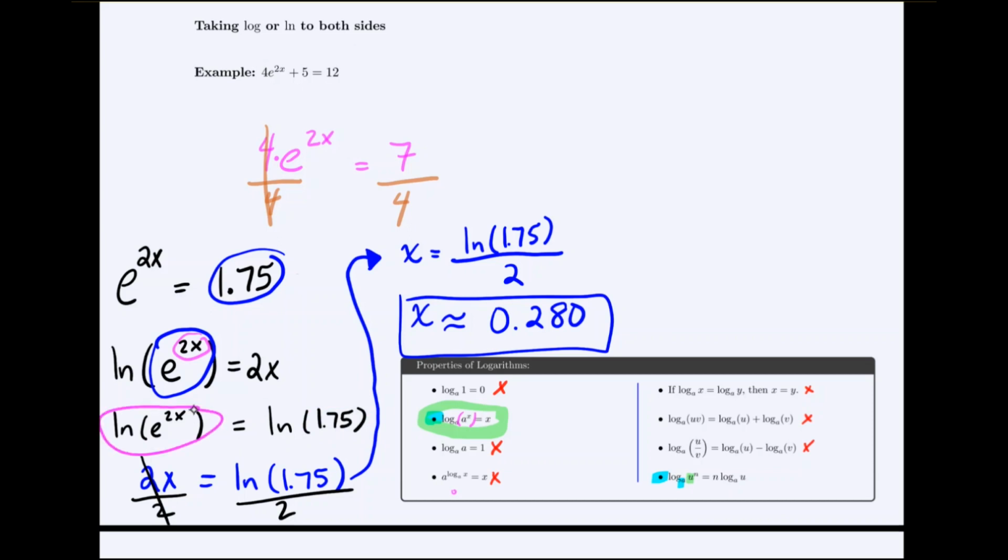Now natural log of e to the 2x just became 2x. Natural log of 1.75 is just some numerical value. So at this point we had 2 times x equals some number. To solve for x you would divide both sides by 2 and then type it in our calculator, and that's how we would go about solving this example.